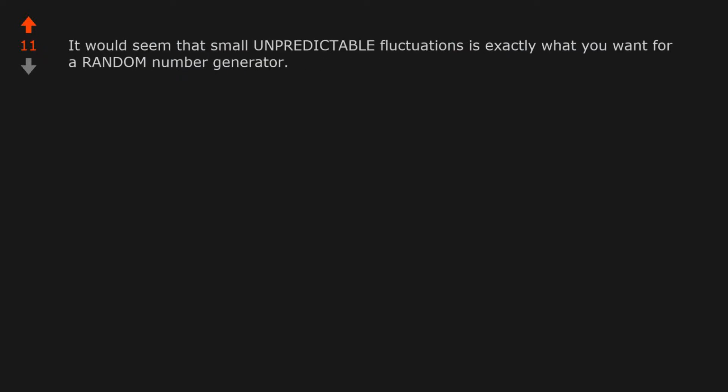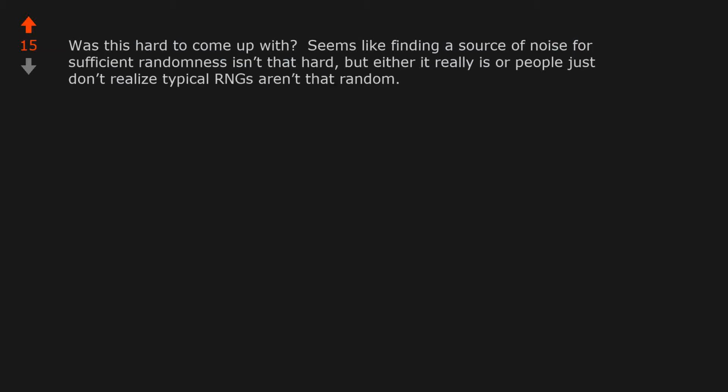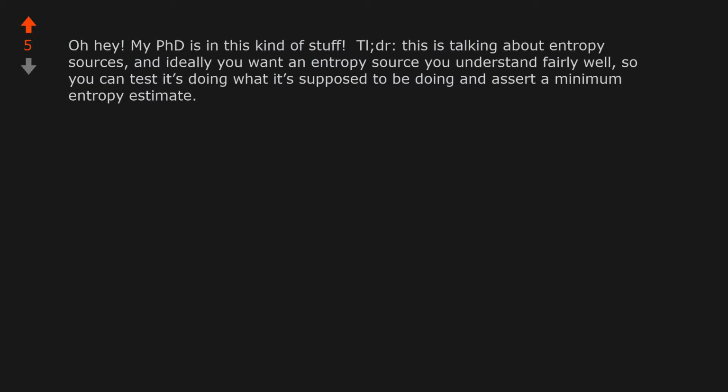It would seem that small unpredictable fluctuations is exactly what you want for a random number generator. Was this hard to come up with? Seems like finding a source of noise for sufficient randomness isn't that hard, but either it really is or people just don't realize typical RNGs aren't that random. Oh hey. My PhD is in this kind of stuff.